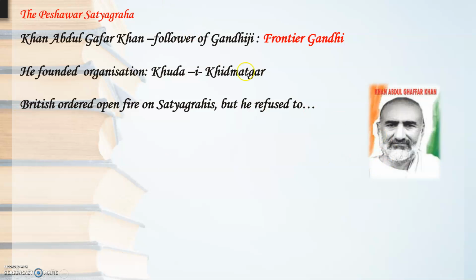Now what happened over here was, this person, Khan Abdul Ghaffar Khan, was a follower of Mahatma Gandhi, and he was staying in the north of India. To get the rights for the Indians in the north, he followed Mahatma Gandhi's path of Satyagraha. He started that, but he was ordered to open fire on the Satyagrahis, and Khan Abdul Ghaffar Khan refused to fire or shoot the people who took part in the Satyagraha.